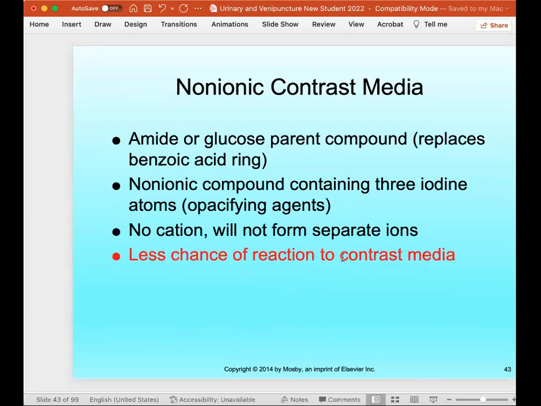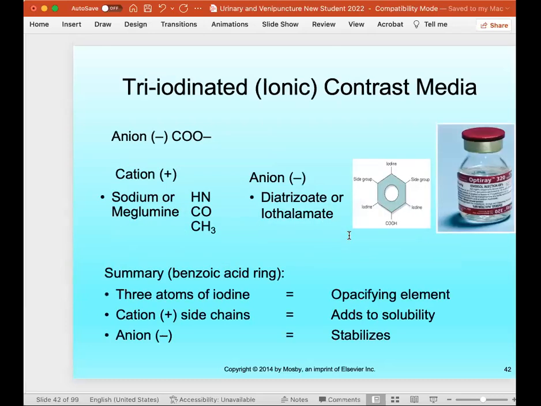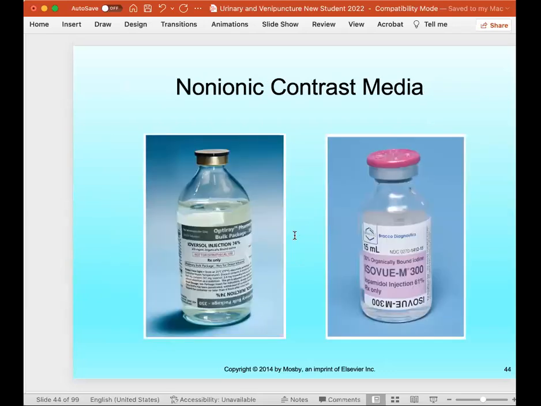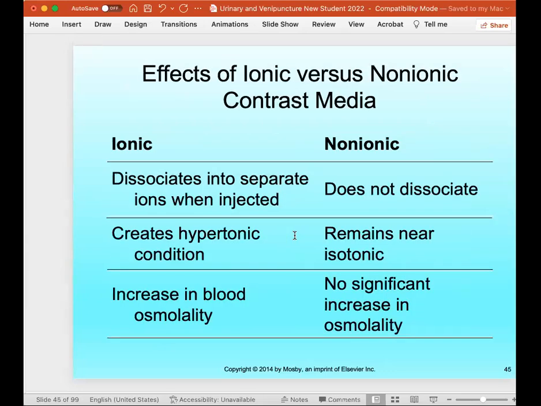With non-ionic, there's going to be less chance of reaction to contrast media. So they have the same amount of iodine. It's just that one is going to be less toxic than the other, okay? So non-ionic do not form separate ions, and ionic contrast media does, therefore causing a bigger chance of reaction, okay? So here, this chart is good to understand as well. So ionic, again, dissociates into separated ions, okay? Non-ionic, they do not dissociate, okay?